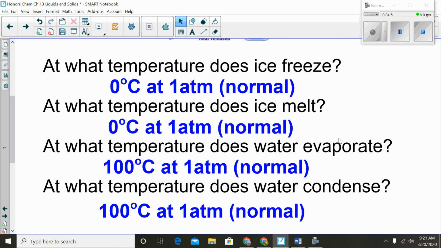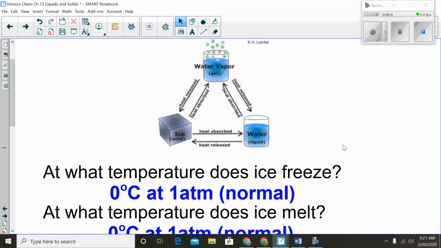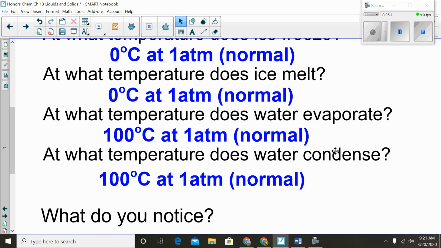So again, it's 100 degrees Celsius. What I'm trying to show you is this idea of being in equilibrium, these states of matter. At 0 degrees, ice can either freeze or melt. At 100 degrees, water can either vaporize or condense. That's what we call equilibrium.